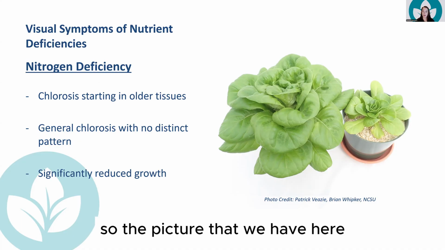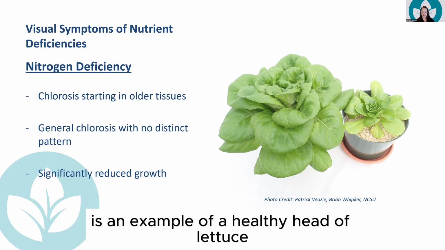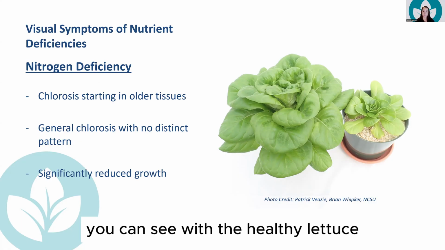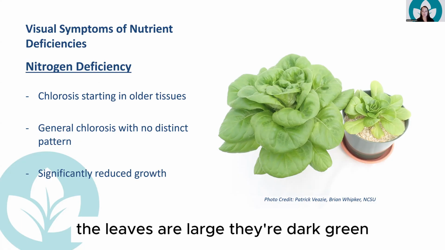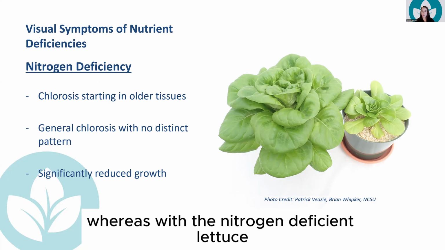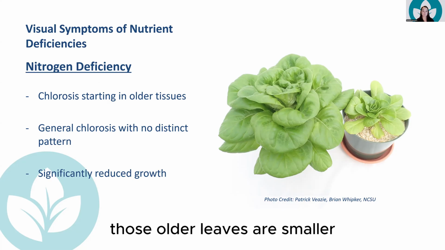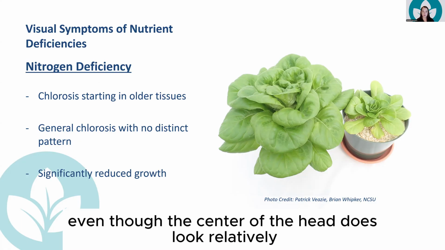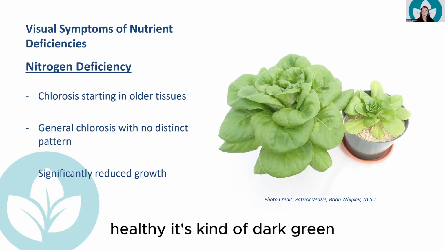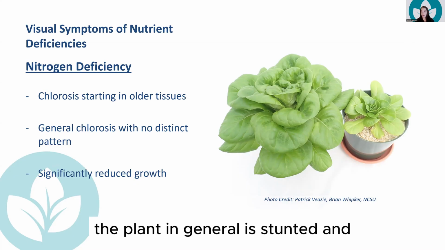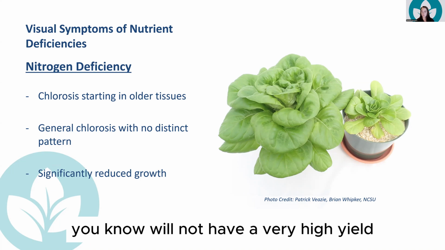The picture that we have here is an example of a healthy head of lettuce compared to a severely nitrogen deficient head of lettuce. You can see with the healthy lettuce, the leaves are large, they're dark green, they're evenly spaced. Whereas with the nitrogen deficient lettuce, those older leaves are smaller, they're turning yellow, they're not full enough to overlap each other. Even though the center of the head does look relatively healthy, it's kind of dark green, it looks like it's doing okay. The plant in general is stunted and will not have a very high yield.